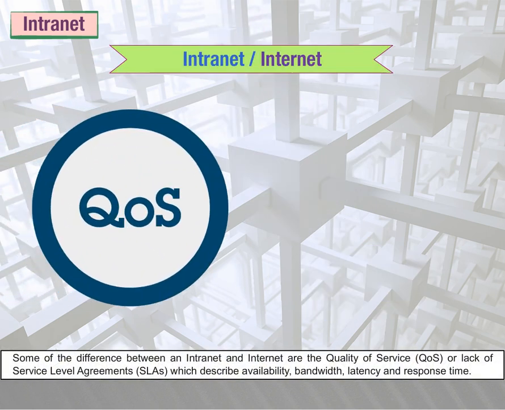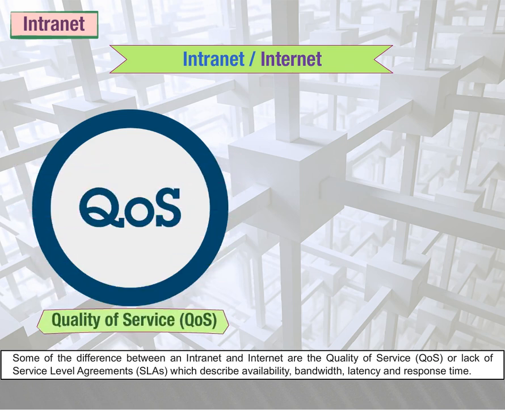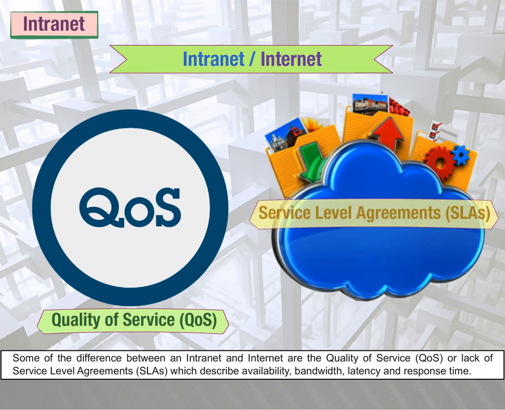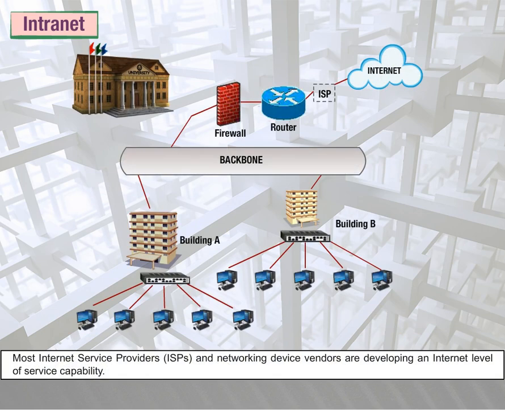Some of the differences between an intranet and the Internet are the quality of service, QoS, or lack of service level agreements, SLAs, which describe availability, bandwidth, latency, and response time. Most Internet service providers, ISPs, and networking device vendors are developing an Internet level of service capability.